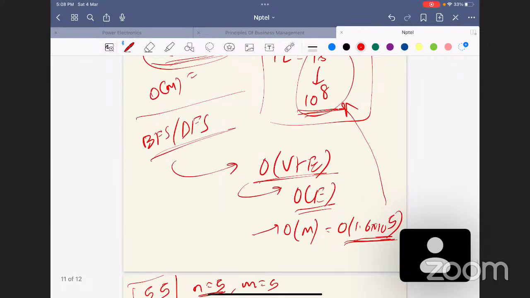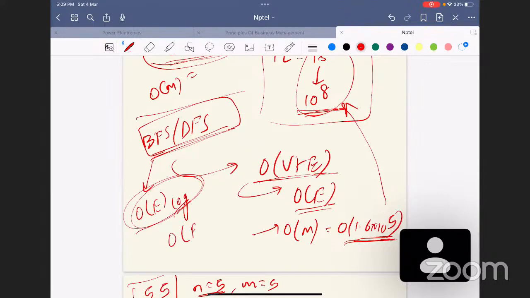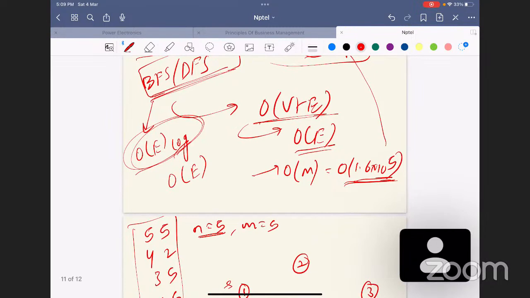So we know that for BFS and DFS, the worst case time complexity is order of edges. Obviously, some log factor also comes there, but in the worst case, you know that it is order of edges. And here the edges we have been given as N square, which is 400 square, which is equal to 1.6 into 10 power 5. So in this way, we got the time complexity. I think it is clear now.